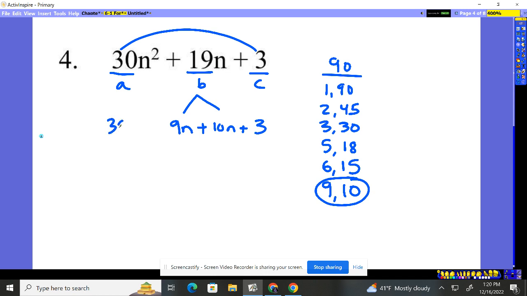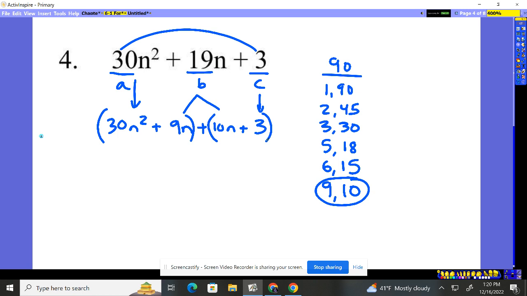I bring down this 30n squared plus the 9n plus 10n plus the 3. I did that a little rather quickly on the 3 and the 30n squared. Just sort of brought down. We just simply busted the b apart. Now, the next step is we're going to group these two in the front together. We're going to group these two in the back together. This is called factor by grouping.